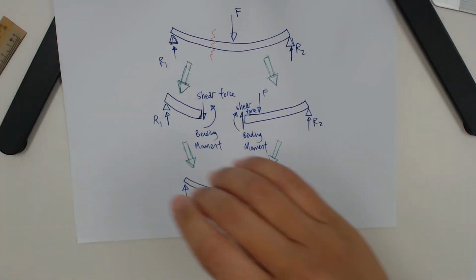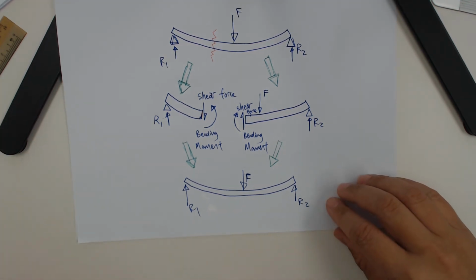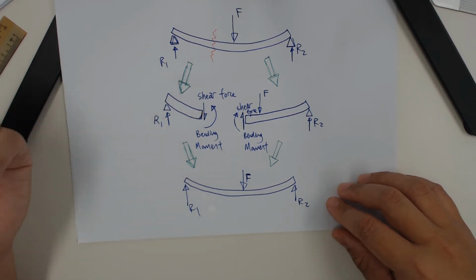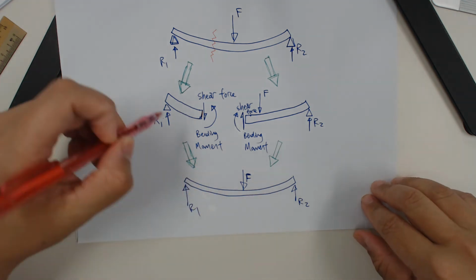Okay, now let's look at something more relevant to you. Let's look at the beam. Shear force and bending moment are actually the internal forces, that pulling force between the hands.